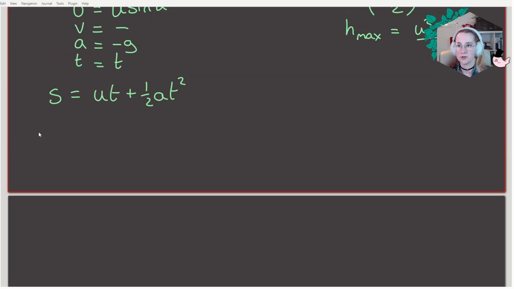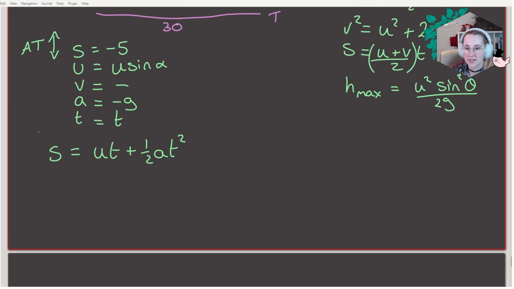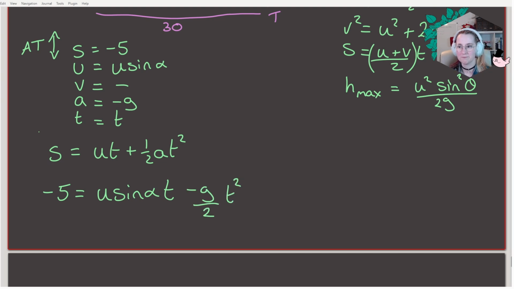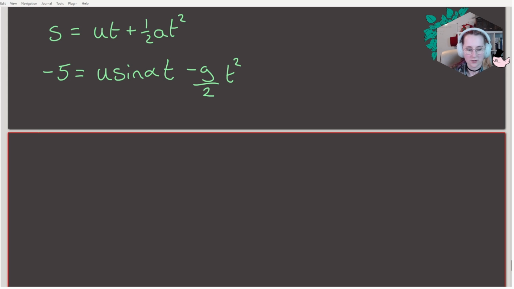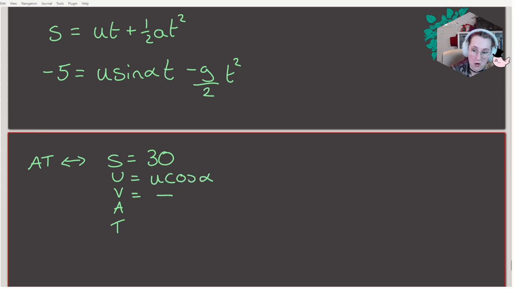So that gives us that -5 is equal to u sine alpha t minus g over 2 t squared. Let's do the horizontal then. So SUVAT. Horizontal, we have that it's 30 meters. We have u cos alpha. This is 0, and then this is the same t.